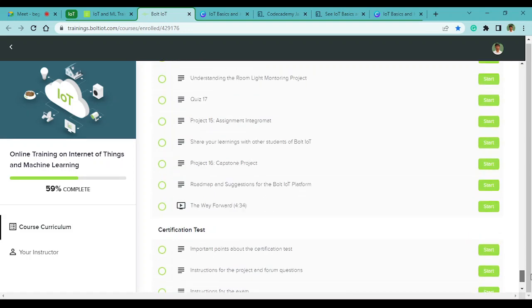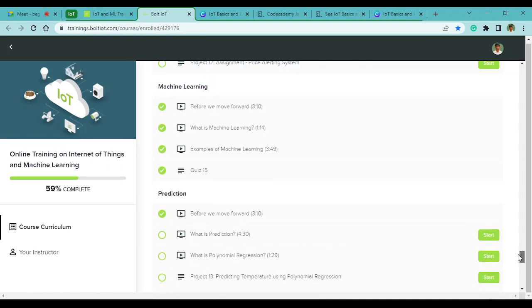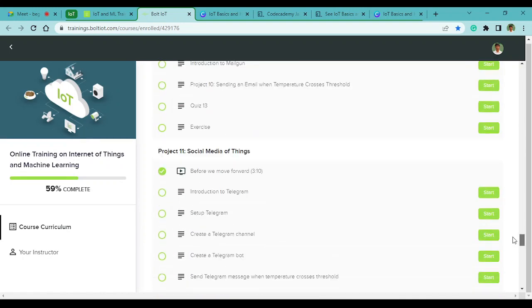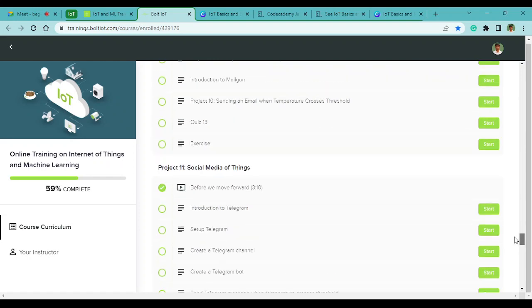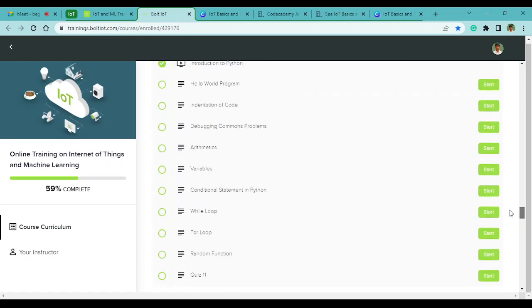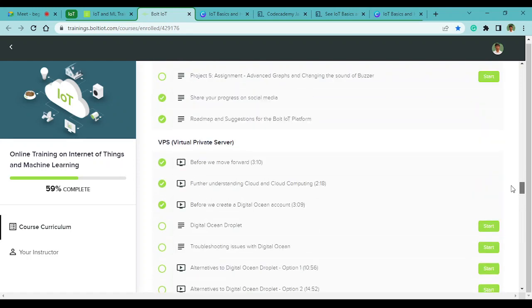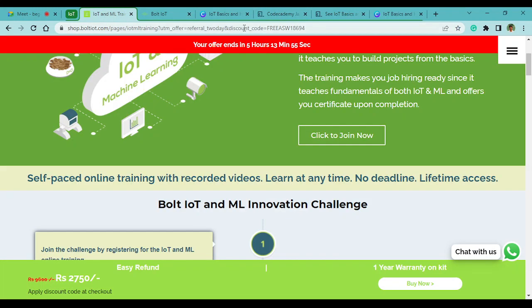Let me show you the course structure also to give you some idea. You can see you will also be learning a bit about machine learning, about how you can send text messages or use Telegram bots with this IoT module, and you'll be deploying a server on DigitalOcean and using Python, Linux. So all of this stuff. This is the course curriculum as well.